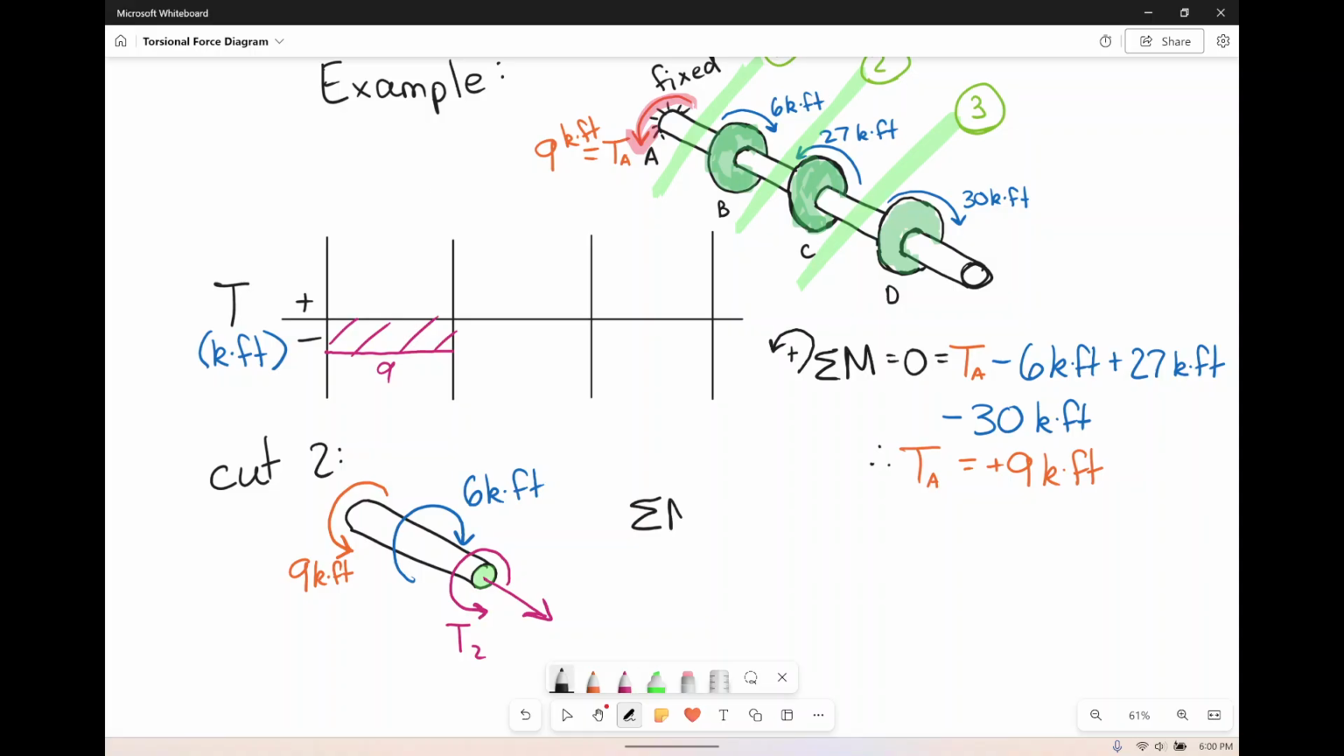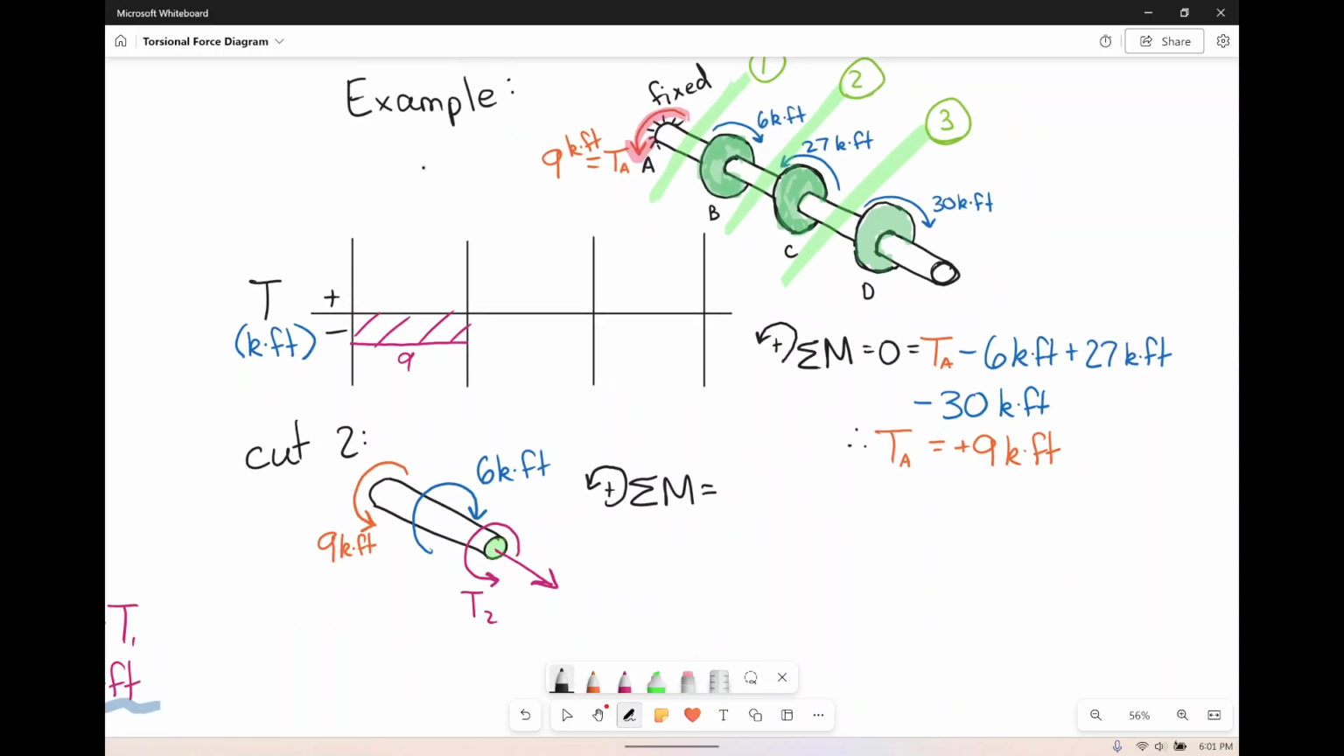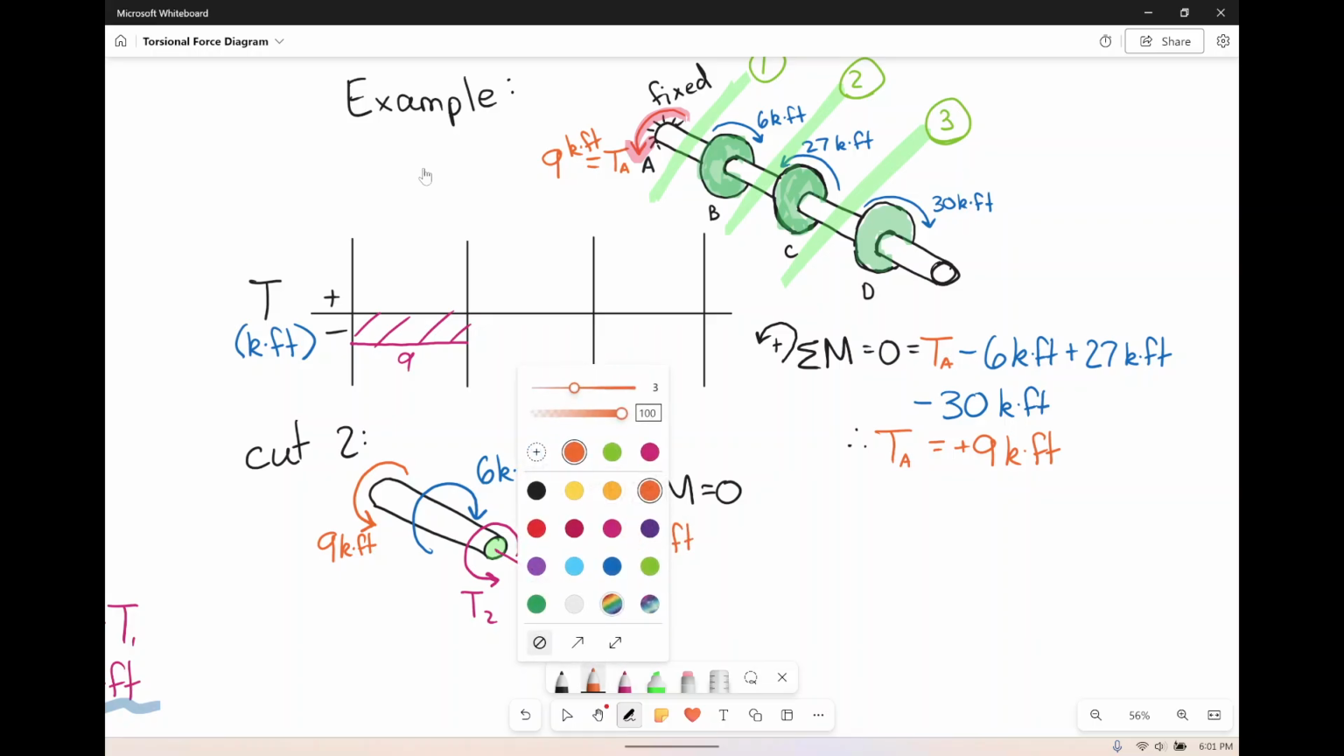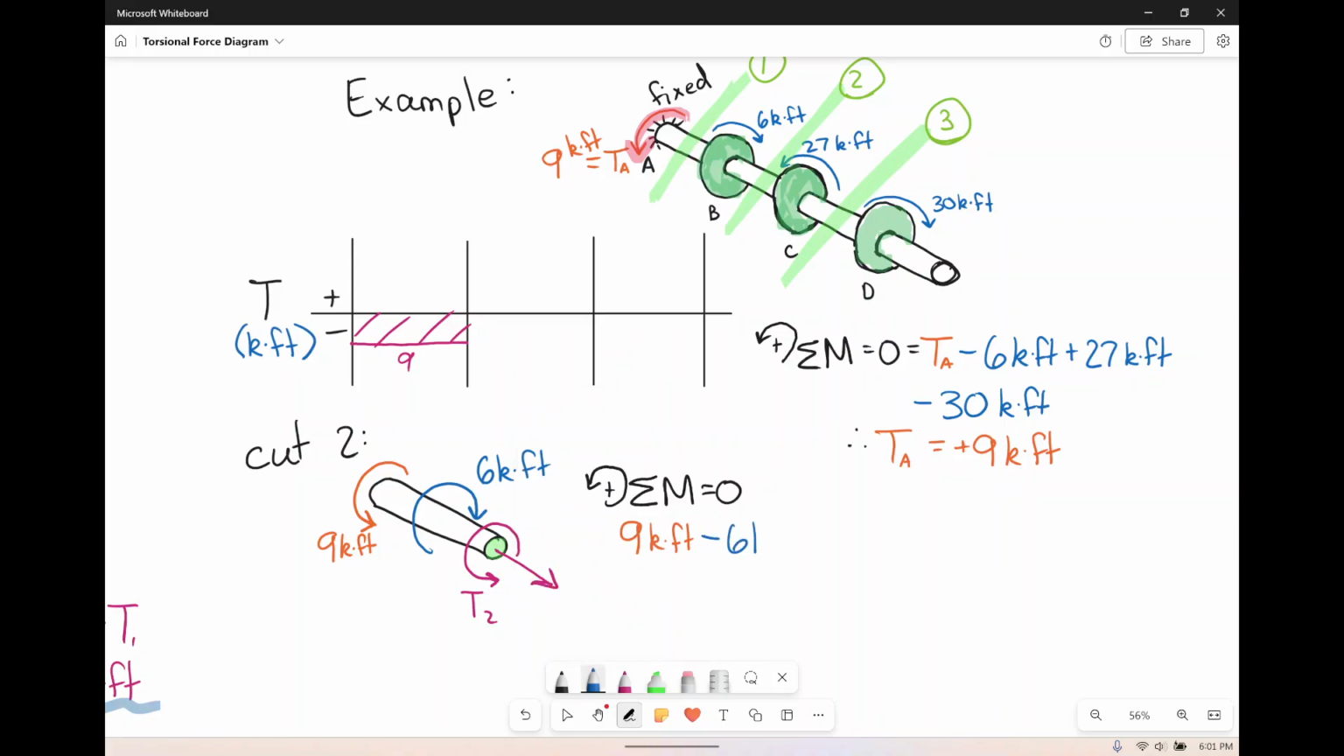But same thing. Continuing on, we're going to sum the moments. I'm going to pick that way to be positive, trying to give you the biggest arch motion to see what's going on. And let's solve for that. So we're going to set that equal to 0. What do we have? Well, we have 9 kip feet positive. Then next up the -6 kip feet. And then we have positive T2. All that equal to 0. Solving for T2, we get T2 equal to -3 kip feet.